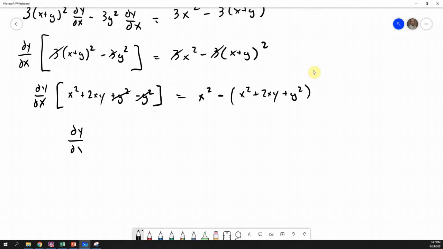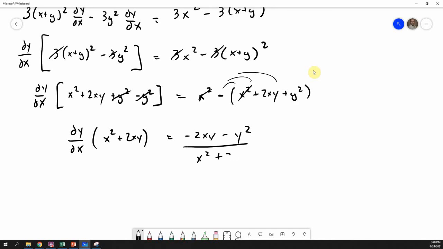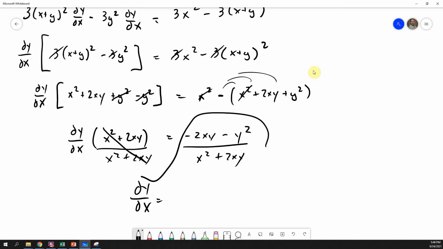I've got dy dx times x squared plus 2xy equals, over here, if I distribute that through, the x squared minus x squared will cancel out. So I've got negative 2xy, and I've got negative y squared. Then I can divide by the x squared plus 2xy. Gets rid of that, so dy dx equals that.